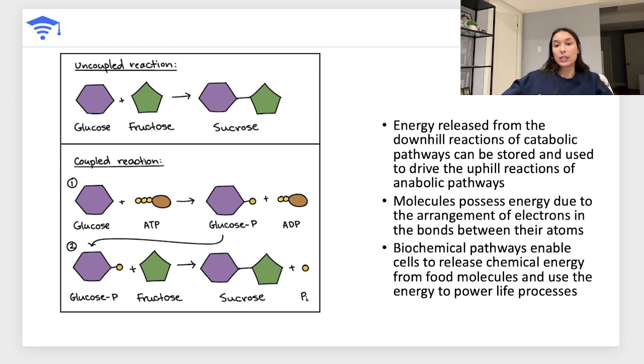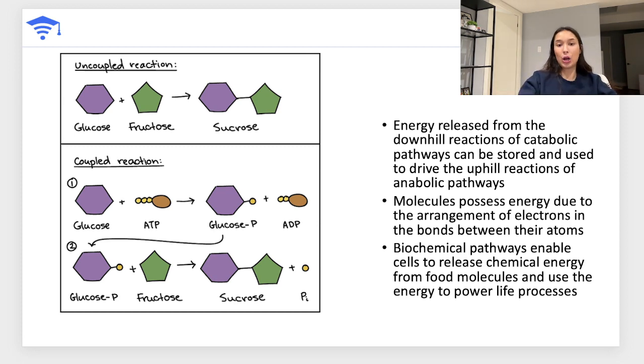So energy released from downhill reactions of catabolic pathways can be stored and used to drive uphill reactions of anabolic pathways. Okay, so that's a mouthful. However, if you think about it, in catabolic pathways, energy is being released, right? If energy is being released and you need energy to run an anabolic reaction, you can put a catabolic reaction first and an anabolic reaction after it, and then you can use the energy generated in the catabolic reaction to drive the anabolic reaction.